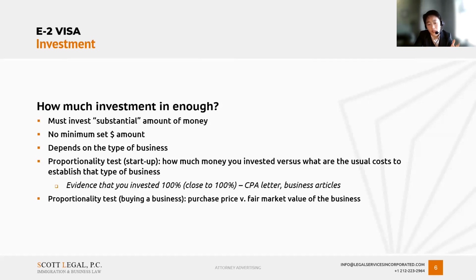So the proportionality test basically means that the smaller the total cost needed to start up or purchase a business, the higher proportion of these costs the government would expect to have already been spent when you apply for the E-2 visa. So for example, if it's a small consulting firm where the typical startup cost is about $80,000, to set up or purchase, then the government will expect that the applicant would have spent 100% of all of the 80,000 required to set up a company like that.